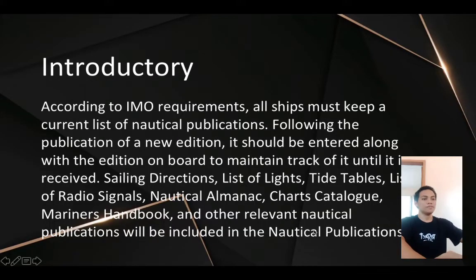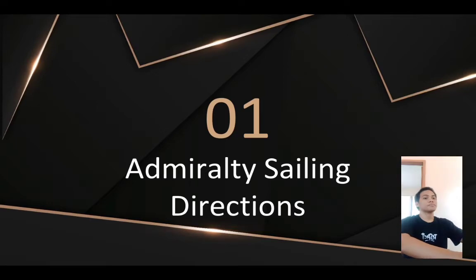So, introductory. According to IMO requirements, our ship must keep a current list of nautical publications. Following the publication of a new edition, it should be entered along with the edition on board to maintain track of it until it is received. Sailing directions, list of lights, tide tables, list of radio signals, nautical almanac, chart catalog, mariner's handbook, and other relevant nautical publications will be included in the nautical publications.